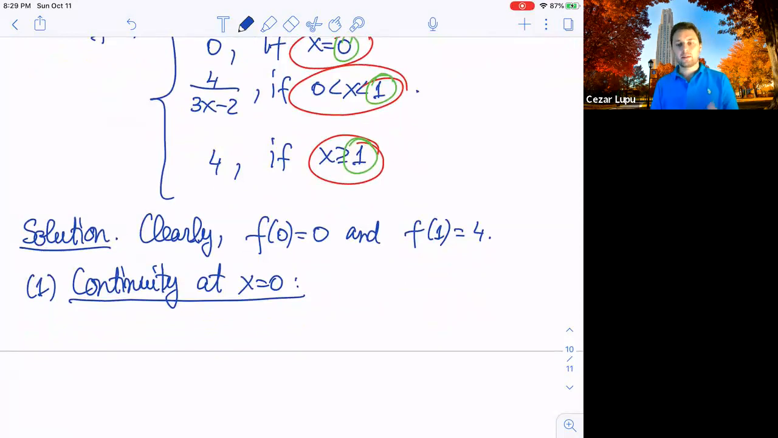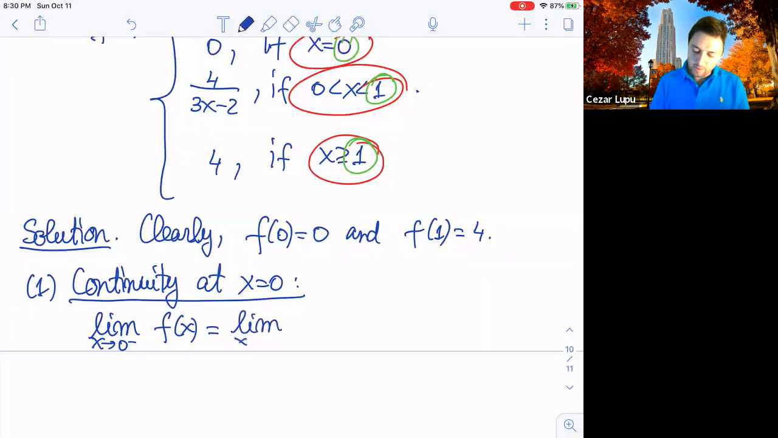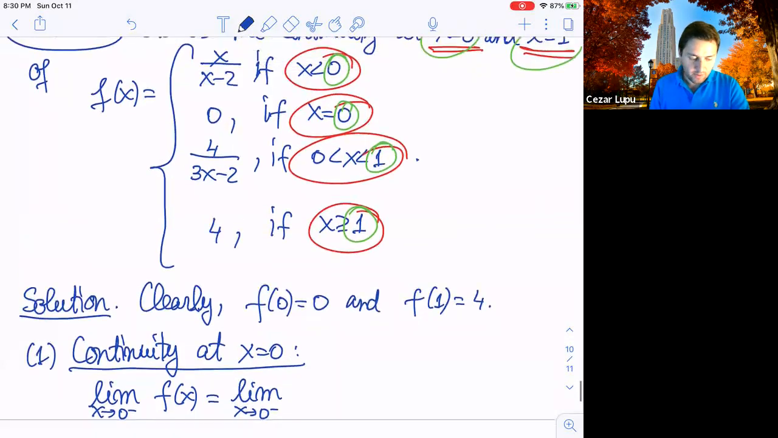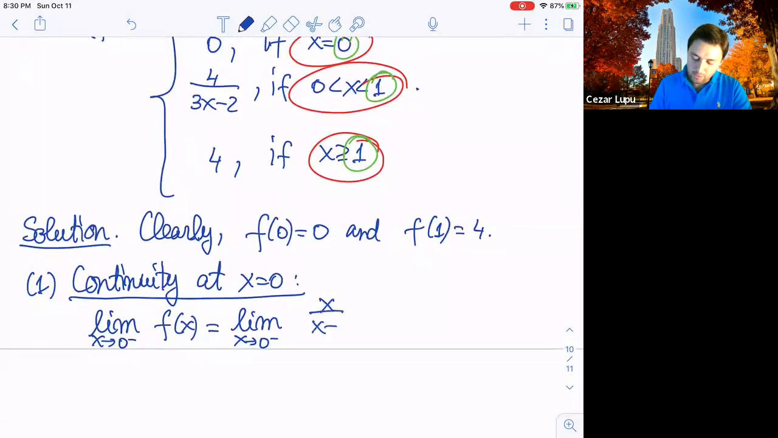And now we would like to see what happens with the left-hand limit and the right-hand limit. So we have the limit as x approaches 0 from the left of f of x. Keep in mind that this happens for values of x which approach 0 but are less than 0. Let's look at which function applies. It's the first one, x over x minus 2. If we plug it in, this will be 0 over negative 2, which is 0.